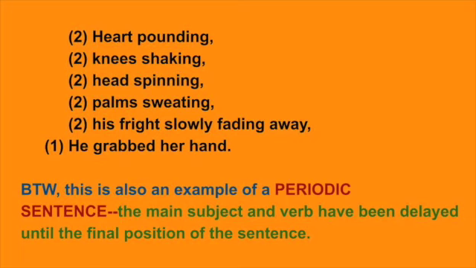Heart pounding, knees shaking, head spinning, palms sweating, his fright slowly fading away, he grabbed her hand. See how the suspense builds to that? I've dropped the his. Now I have these very two-word parallel structured modifiers. This is a type of sentence that's cumulative, but it's also known as periodic, because the main clause I've moved from first position to last position. And there's a delay, okay? It takes the reader, it gets wrapped up in the details before you hit them with that final main clause.